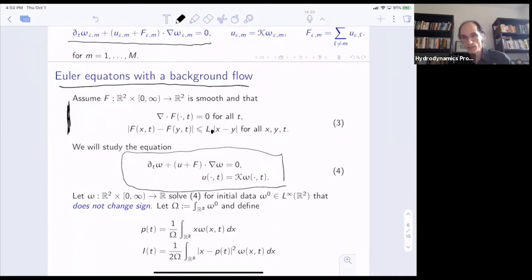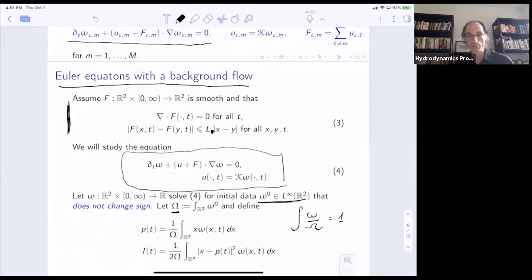The epsilon doesn't actually appear in these first theorems. So the initial data, I'll call it omega naught. Let's assume it's bounded, and I want to assume it doesn't change sign, so it's either non-negative or non-positive. And then let capital omega be the integral over omega naught. So then little omega over capital omega is a non-negative function whose integral is 1.